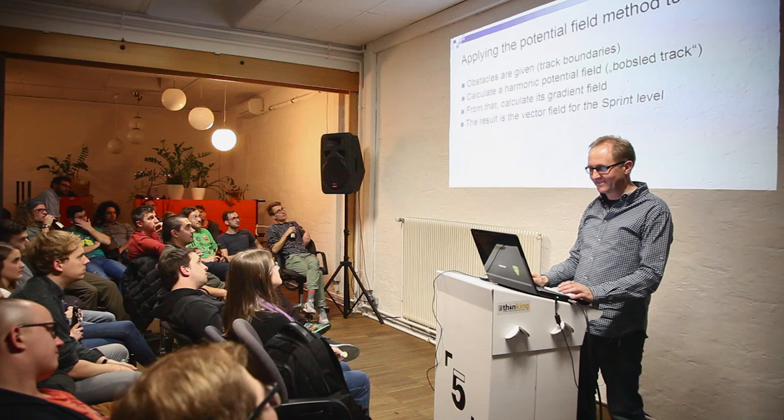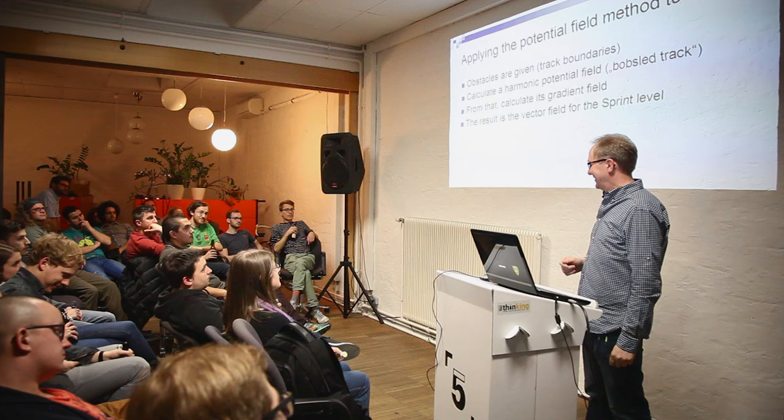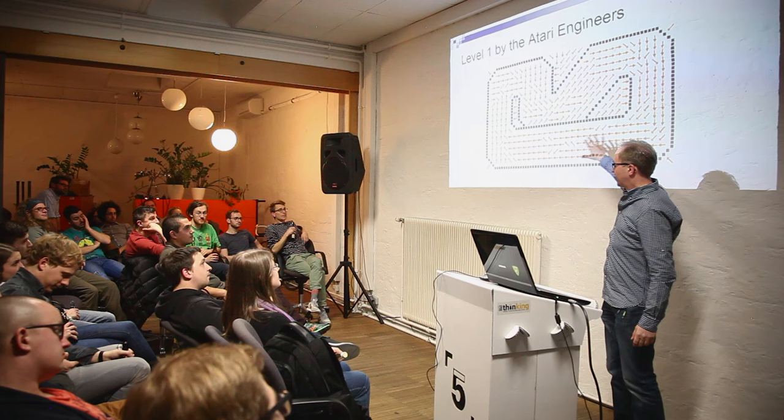So the method you have to apply: you have given obstacles, which is the racetrack, the boundary of your street. You have to calculate a so-called harmonic potential field, these bobsled tracks. Then from that, you can derive the vectors where it goes down steepest for each point. And then the result is a vector field for such a sprint level. Okay? And that's then level one by the Atari engineers, as I showed it to you. I applied this method to that level.